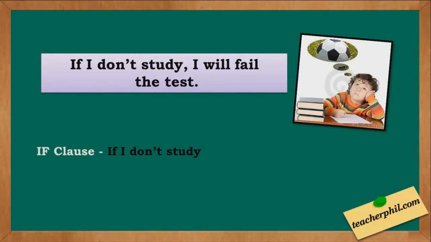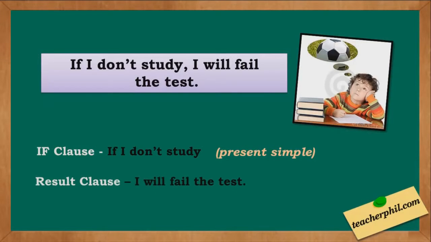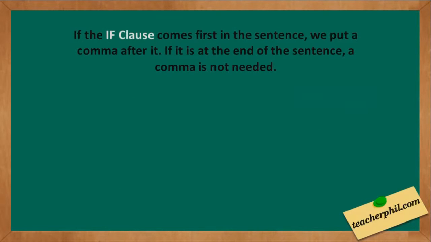Our if clause is if I don't study, which is in the present simple tense. The result clause is I will fail the test, which is of course in the future simple tense. Will plus the verb in base form, fail. If the if clause comes first in the sentence, we put a comma after it. If it is at the end of the sentence, a comma is not needed.